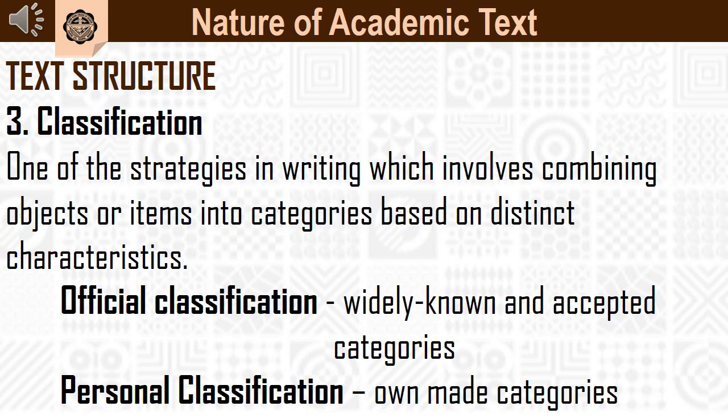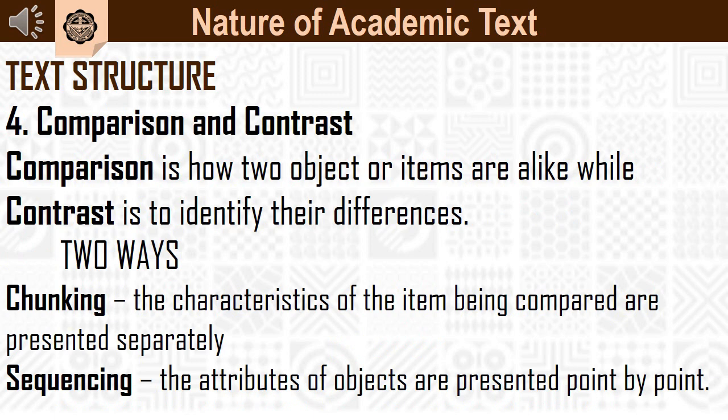While personal classification is one's own made categories. Fourth is comparison and contrast. Comparison is to see how two objects or items are alike, while contrast is to identify their differences. Writers use comparison and contrast not just as a basic strategy in writing, but as a way of thinking and learning. According to a learning theory, new concepts are rapidly acquired if their similarities and differences are established first.